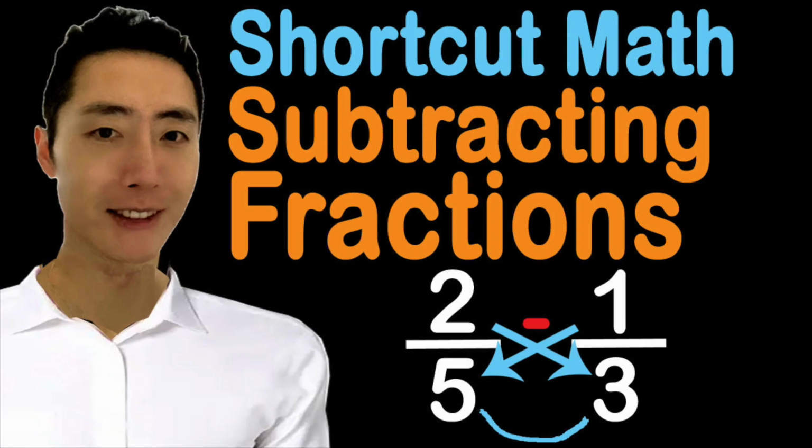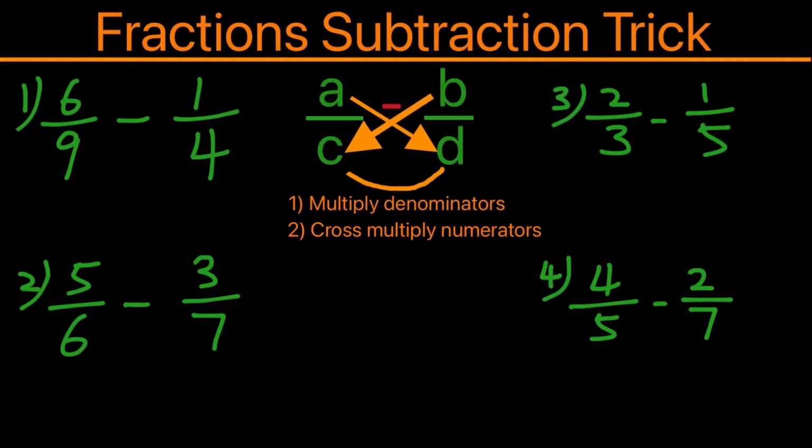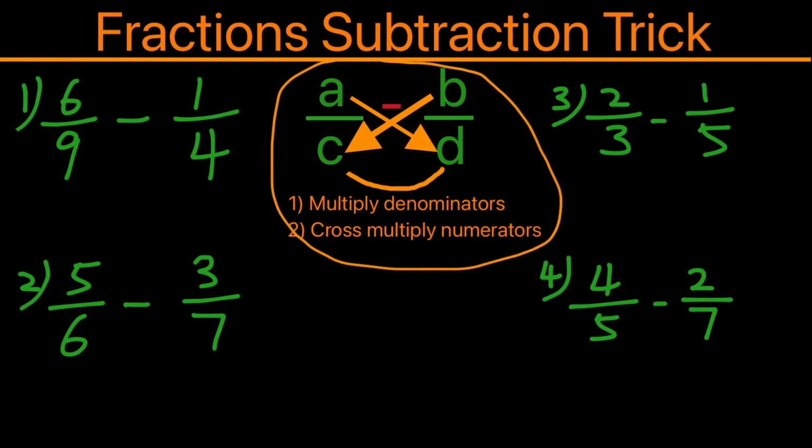In this video, I'll be going over how to subtract fractions with this shortcut trick. Let's first pay attention to the formula in the center of the screen. So what we want to do is multiply the denominators so they are the same. Then next, we will cross multiply the numerators and subtract them.